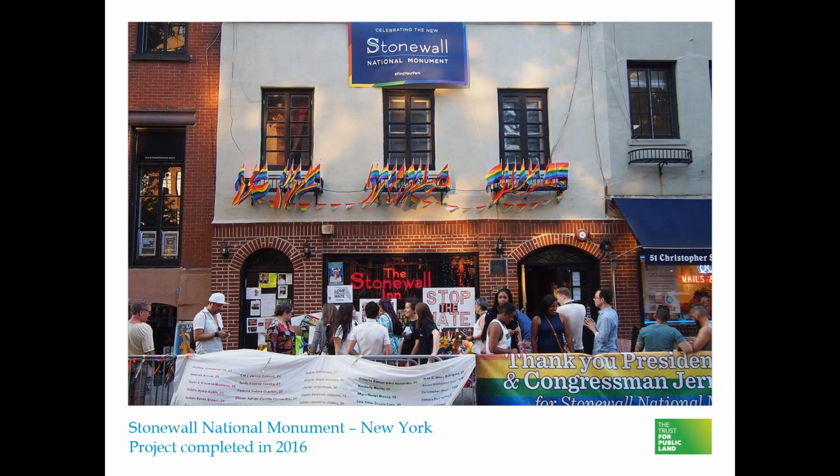And then the final, just quick example is the Stonewall National Monument that President Obama declared in 2016. We worked with the City of New York and the National Park Service to prepare the site for federal designation, including doing some very complicated land transactions so that there could be a plaque erected on what became a very small postage stamp of federal property.